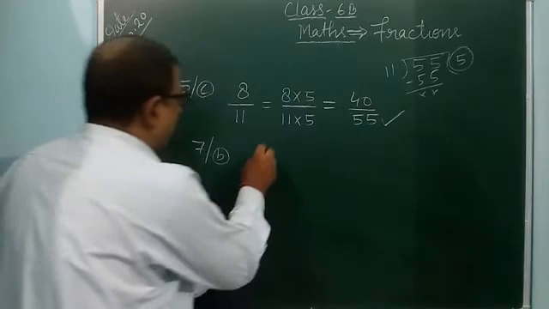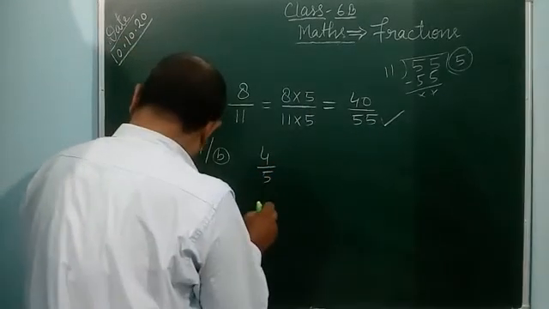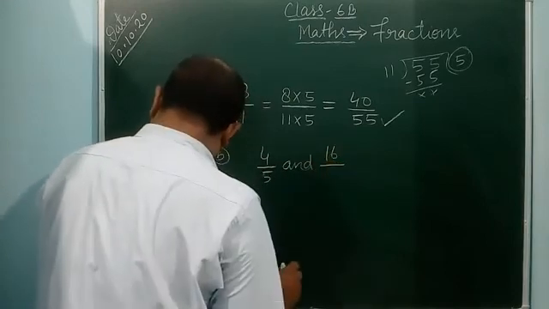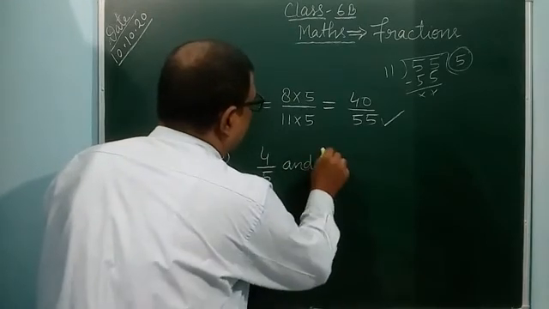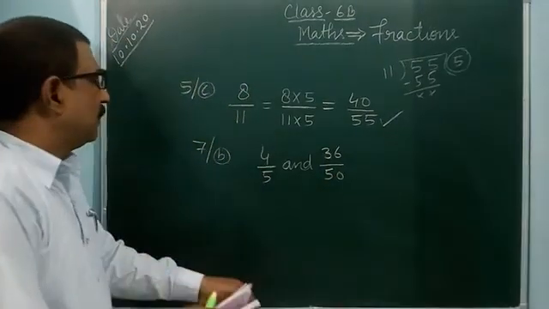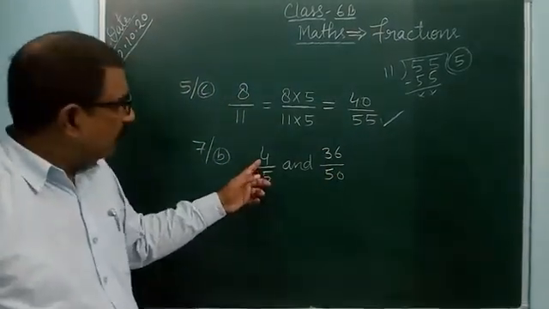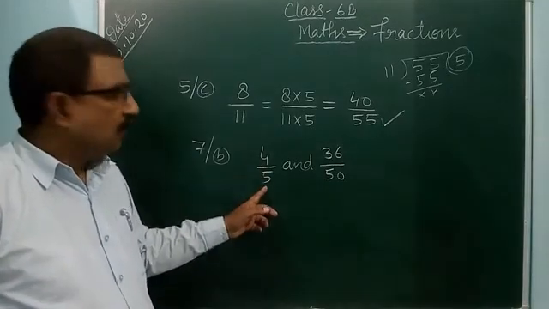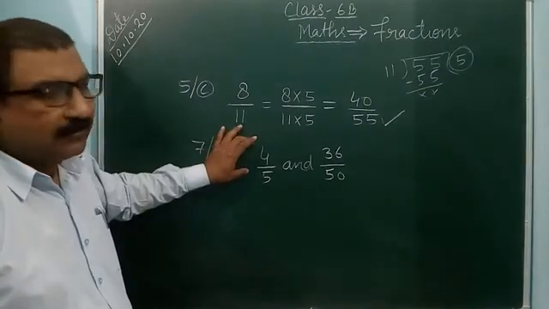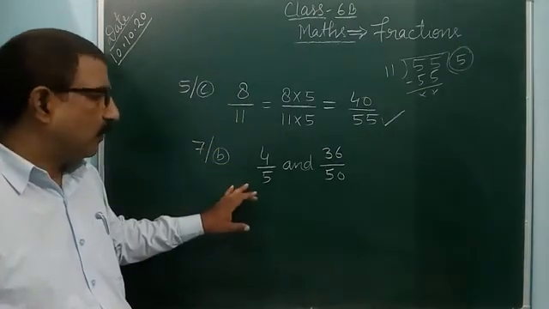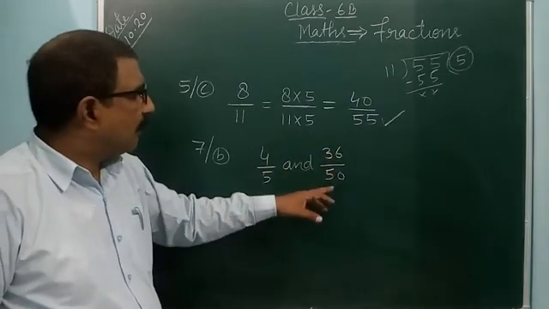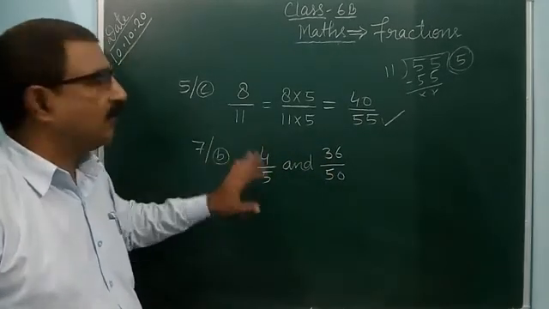4 by 5 and 36 by 50. Now you can see 4 is an even number but 5 is an odd number. So in this way it cannot be divisible, it is in the lowest form. 4 by 5 is in the lowest form. You have to check whether 36 by 50 is equivalent to 4 by 5 or not.